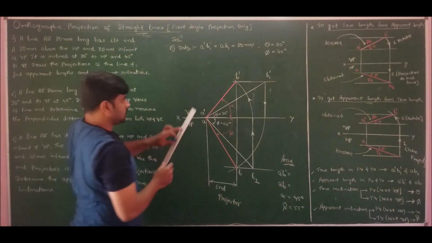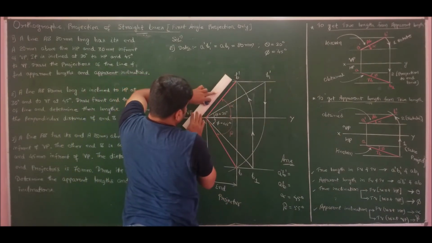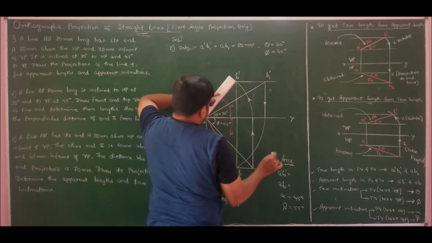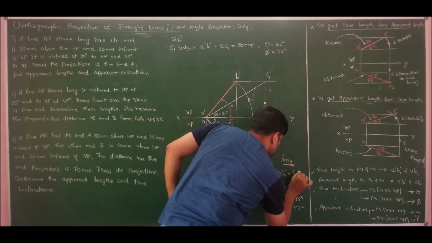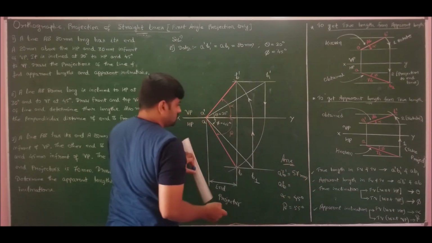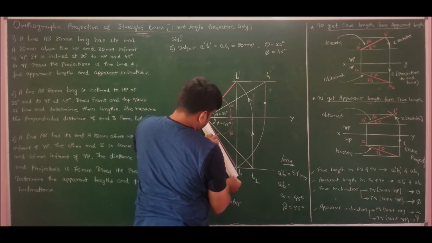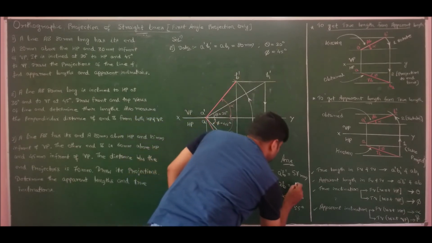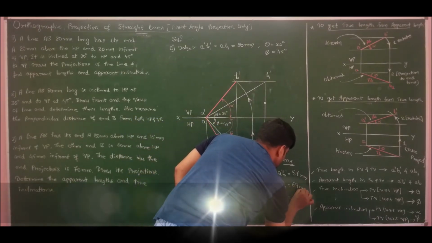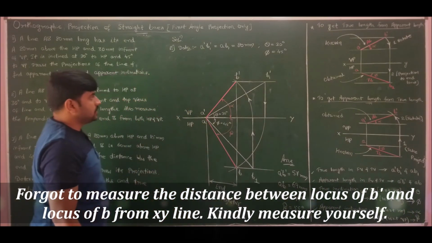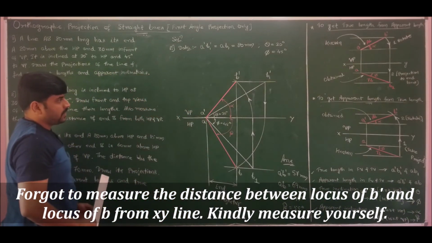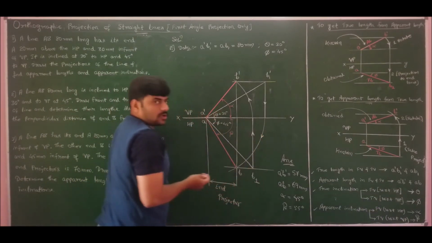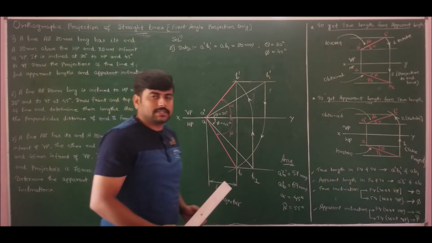Coming for line dimension, A dash B dash is 57 mm and AB is 69 mm. So this is the solution for problem number 2. Let me pause this video for a while so that you people can copy it down. Later we will solve problem number 3.